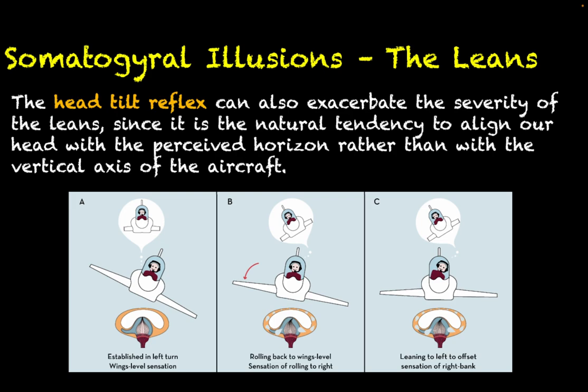Another complicating issue here is what's called the head tilt reflex. This can exacerbate the severity of the lean since it's the natural tendency to want to align our head with the perceived horizon rather than with the vertical axis of the aircraft. So if you're banking to the left, then it's natural that you're going to want to tilt your head to the left so that you feel like you're looking at a straight horizon. So that can exacerbate the leans, because when you tilt your head like that, that's going to get fluid moving through your semicircular canals, so that when you get back to level flight, that's going to produce even more disorienting feelings that you're going to have to deal with later.